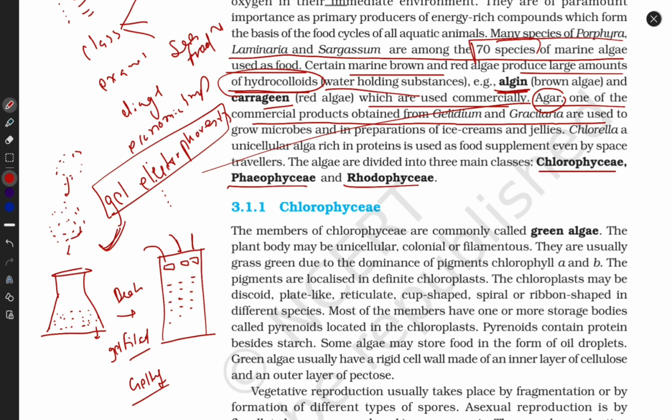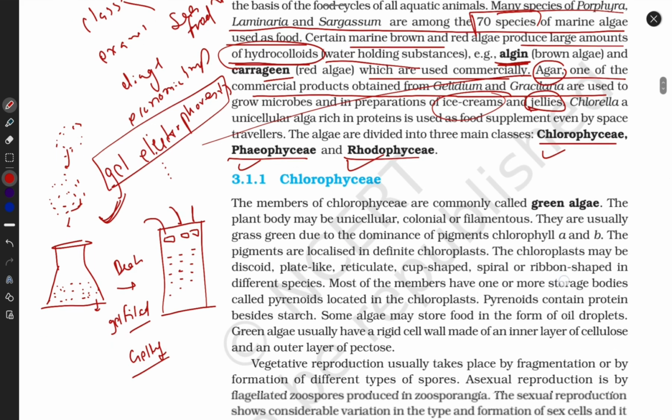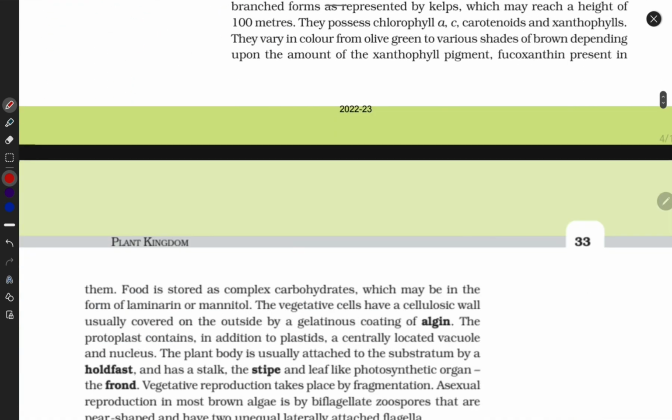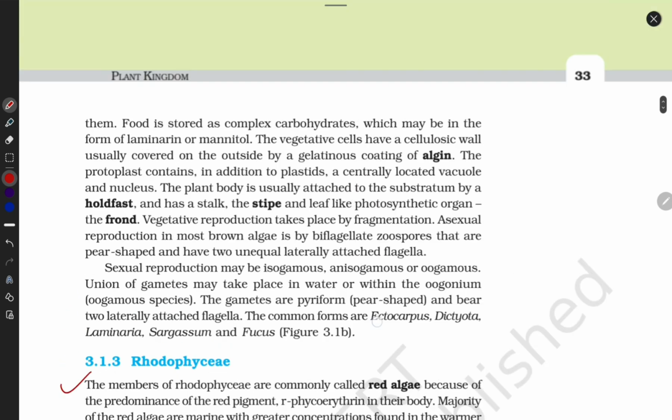Alright, guys, algae are classified into three classes: Chlorophyceae, Phaeophyceae and Rhodophyceae. Clear or not? So guys, that's all for now. In our next video, we will discuss all their classes one by one. Like this is the Chlorophyceae, this is the Phaeophyceae, and here is Rhodophyceae. One by one we will discuss this.